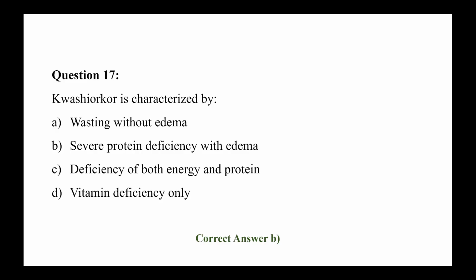Kwashiorkor is characterized by option A, wasting without edema, option B, severe protein deficiency with edema, option C, deficiency of both energy and protein, option D, vitamin deficiency only. Kwashiorkor is characterized by option A, wasting without edema. Option B, severe protein deficiency with edema. Option C, deficiency of both energy and protein. Option D, vitamin deficiency only.